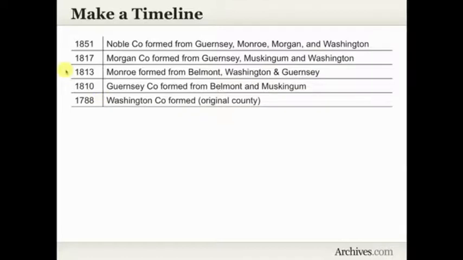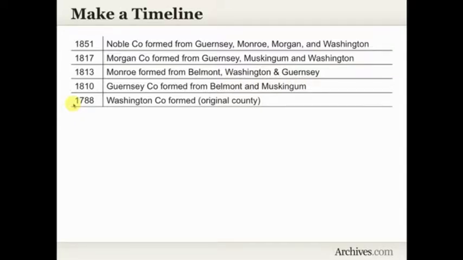So if I'm feeling pretty good that they were married around 1814, well, I'm probably not going to look in Morgan because Morgan wasn't formed until 1817. But maybe I should be looking in Monroe or Guernsey or Washington, because those counties were in existence in 1814, and I've got the family in present-day Noble County in 1851, so maybe I want to take a look at these other originating counties to see if I can find their marriage record in there.